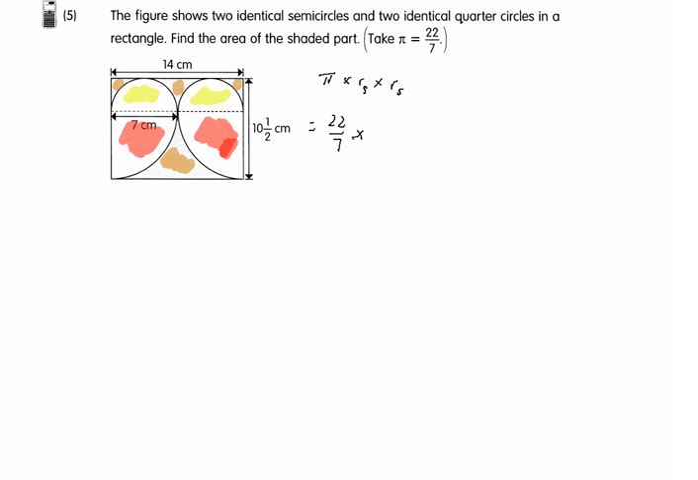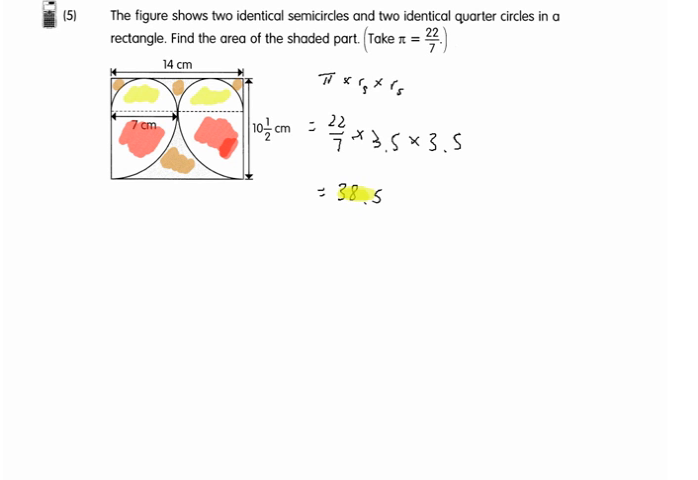Okay, so this is 3.5. Do you all agree with her that it's 3.5? Okay, so it's 3.5 multiplied by 3.5. Do I get a nice answer here? 38.5, is it? Okay, good. So this is for the yellow color whole circle, formed from 2 semicircles, right? Okay, next I need to find my red color region.